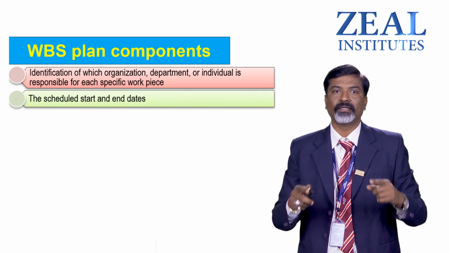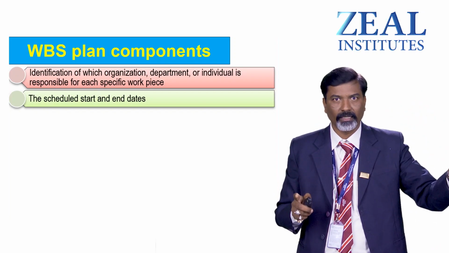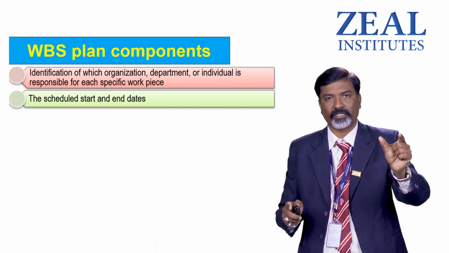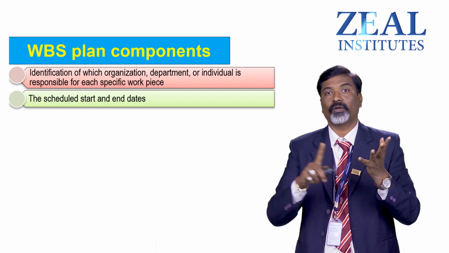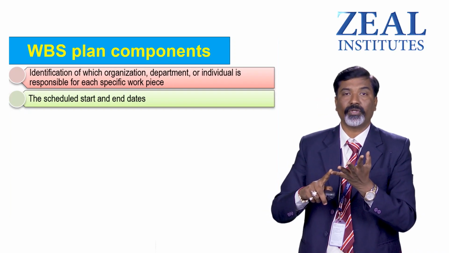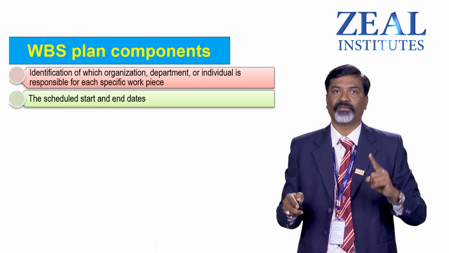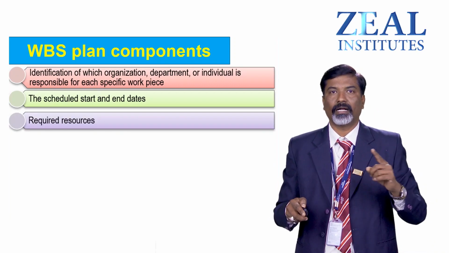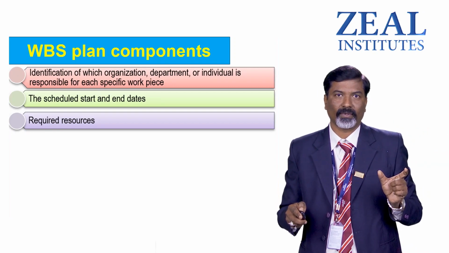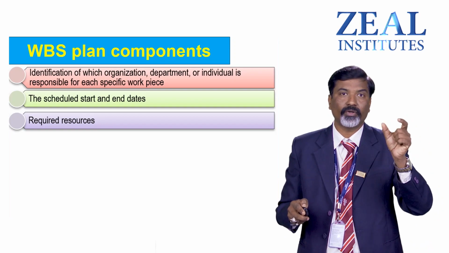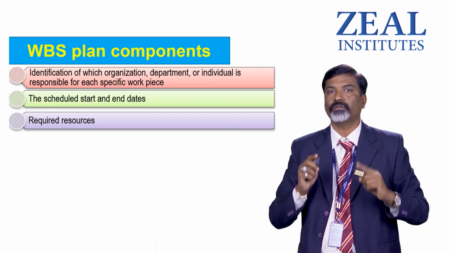The second thing is the scheduled start and end dates. Once you identify the task and the responsible person, you have to identify when you have to start that activity and what is the maximum duration within which you have to complete it. That is the start and end dates for the activity. Also, for that activity, you have to identify what resources are required, and on the basis of that, you perform resource management planning.